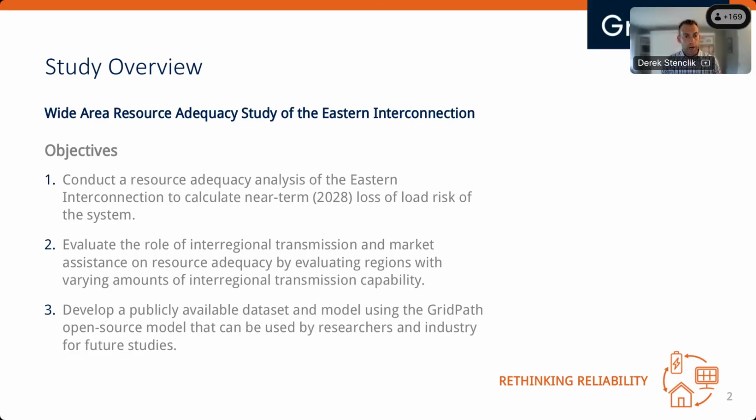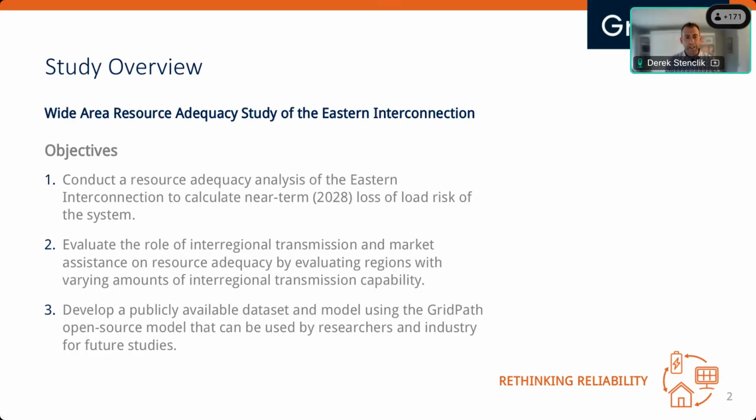So, a quick highlight on the study overview. We had 3 real objectives coming into this. The first was just to conduct a resource adequacy analysis of the Eastern Interconnect to calculate near-term 2028 loss of load risk. So we took a very near-term view, and I would say a very conservative view, where we assumed load was increasing due to things like data center growth and other projections that we're getting out of the ISOs and out of the utilities, but with limited additions, and we'll get into that shortly.